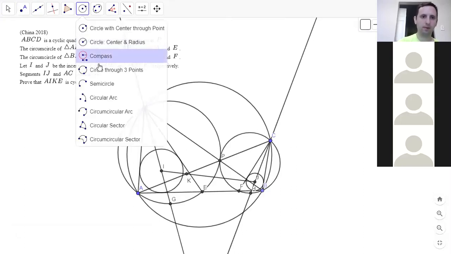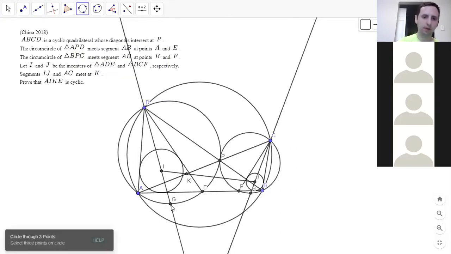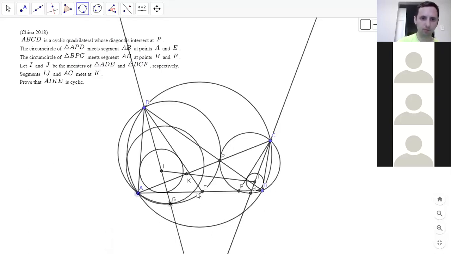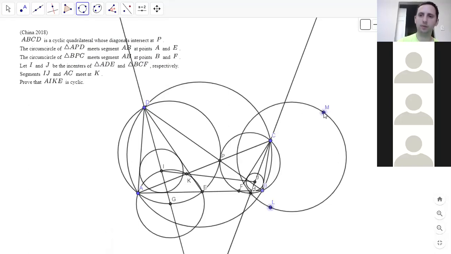So basically, we have this circle, which is centered at G. Because G is the circumcenter of AIE, we want to show that K lies on that circle. And we know that H is the circumcenter of FJB.